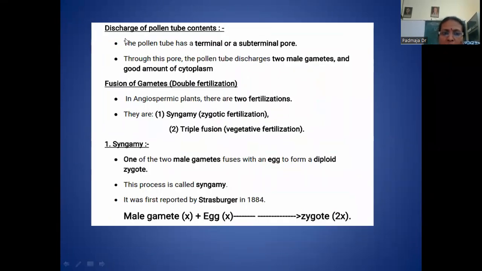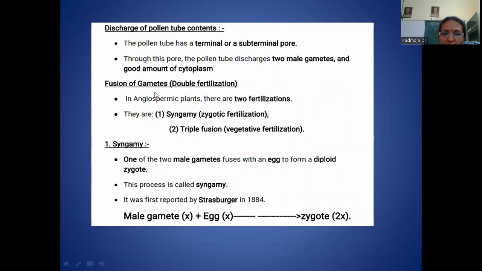And now here the pollen tube has the male gametes, and how is the fertilization taking place? The pollen tube has a terminal pore, and the tube nucleus is helpful for directing the male gametes through the pollen tube and entering into the ovule. Through this pore, the pollen tube discharges two male gametes and some amount of cytoplasm.